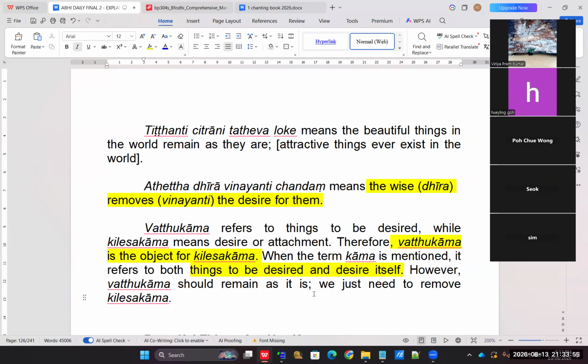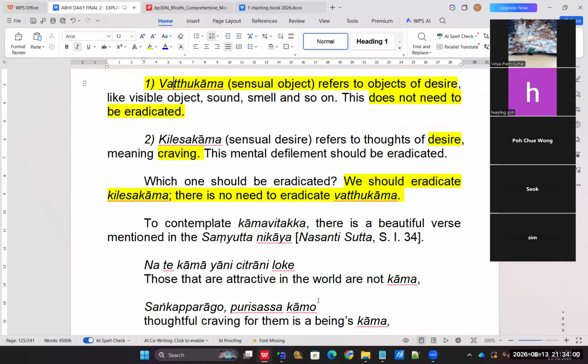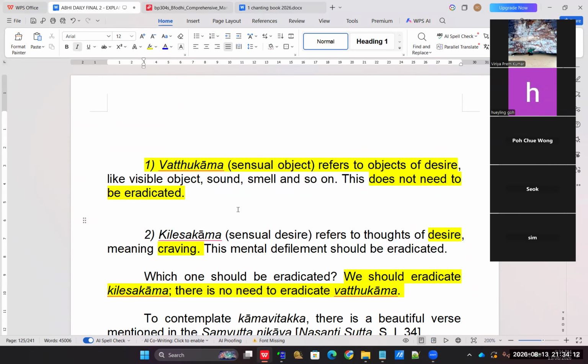Thank you. Okay, thank you. So this poem just says the same thing. We have two types of kama. One is Vatthu kama, one is Kilesa kama. So Vatthu kama we can call things to be desired. Right, so number one. Kilesa kama means desire. Right? So which one should you destroy? We should destroy the Kilesa kama, desire.